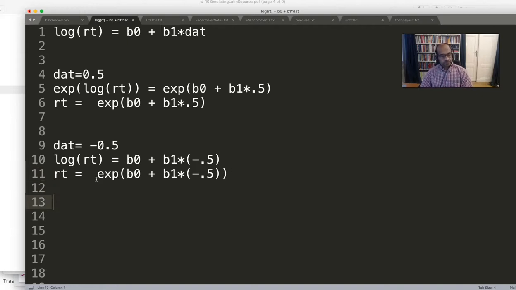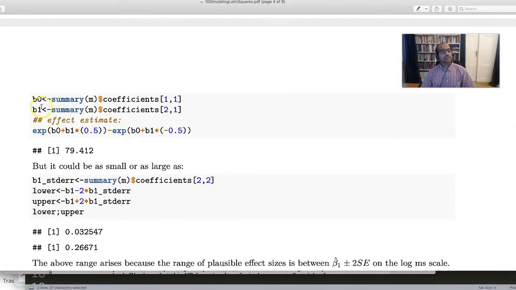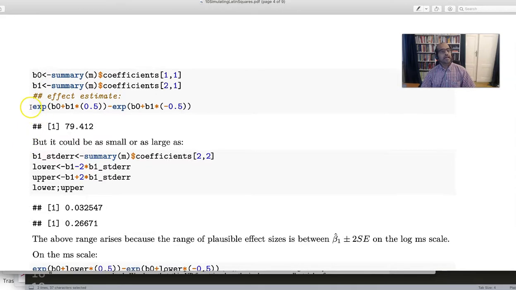Now, if I want to know the difference between these two conditions, how would I compute that difference? I'm going to compute it by subtracting this condition value on the millisecond scale from this one here. This is something I had shown you several lectures ago. This is how I would compute the estimate on the millisecond scale for a difference between the two conditions. And that's what I'm going to do next. So what I have here is I've extracted the intercept and the slope for the dative effect, and I've done this calculation that I just derived for you, to calculate the effect on the millisecond scale.